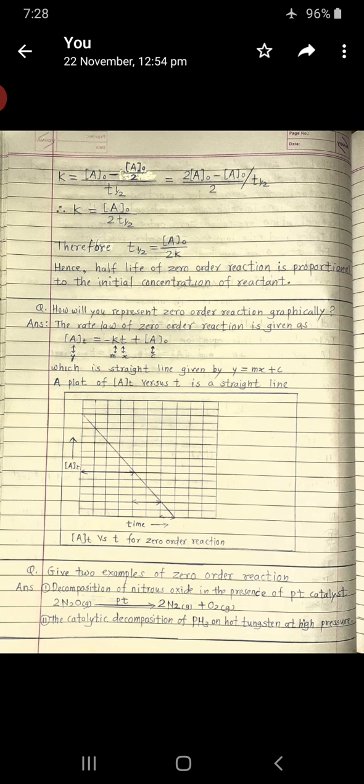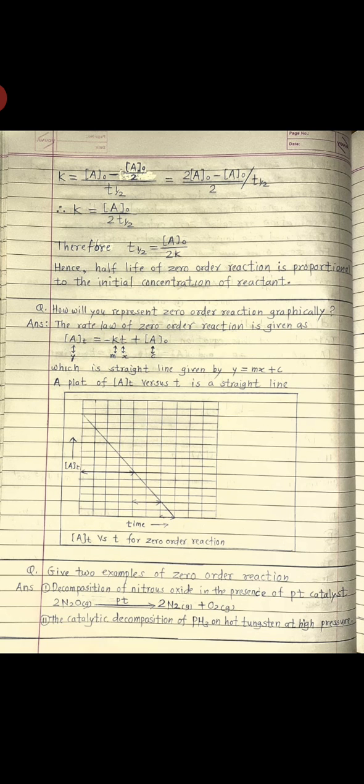Now, next question, how will you represent a zero order reaction graphically? The rate law of a zero order reaction is given by, what is the rate law? From the rate law, the concentration At can be given as At is equal to minus kt plus A0. Here, concentration At represents y, minus k represents m, t represents x, and A0 represents c.